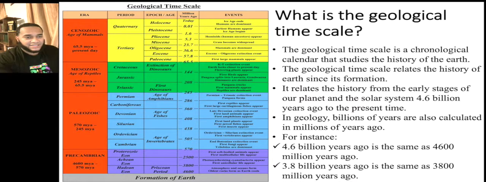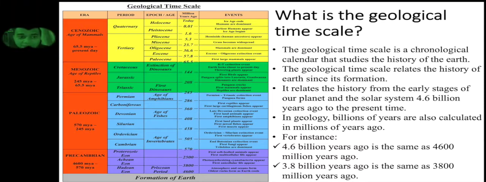It relates the history from the early stages of our planet and the solar system 4.6 billion years ago to the present time. In geology, billions of years are also calculated in millions of years. For instance, 3.8 billion years ago is the same as 3,800 million years ago. How amazing it is.